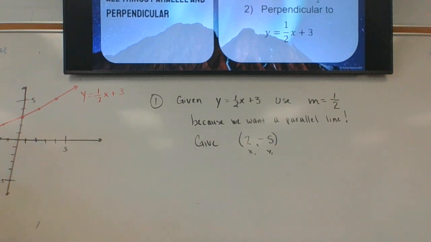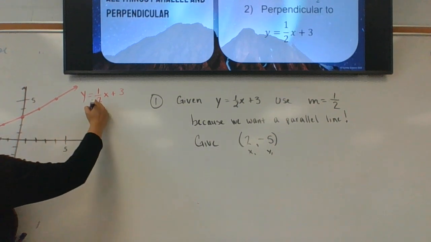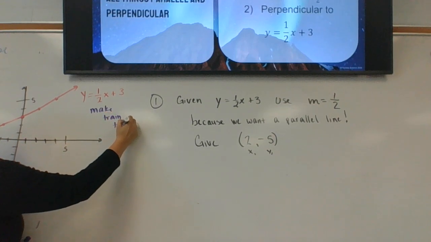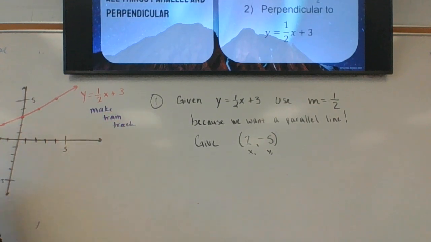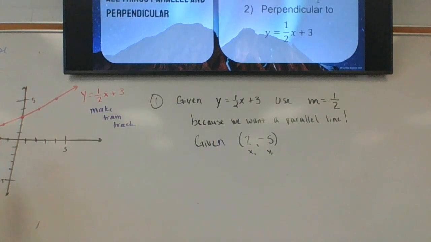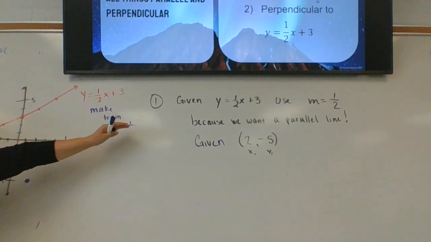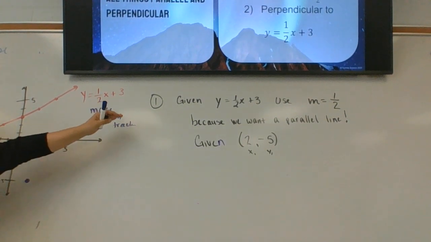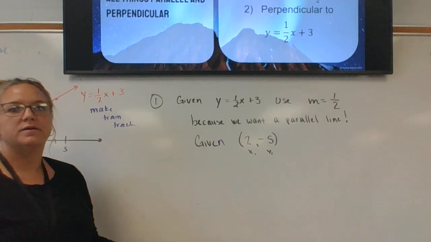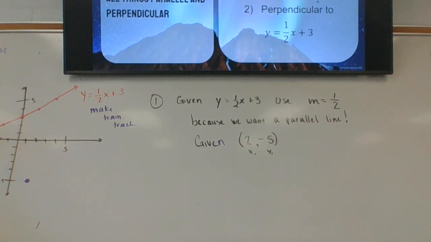So when it says write an equation parallel, we need to make a train track. Our train track has to go through 2, -5, so it has to go through here. Our new line is going to look like this. So we're making this line right now, the parallel line, train track. Now that I've drawn this whole picture, I can just go up 1 over 2.